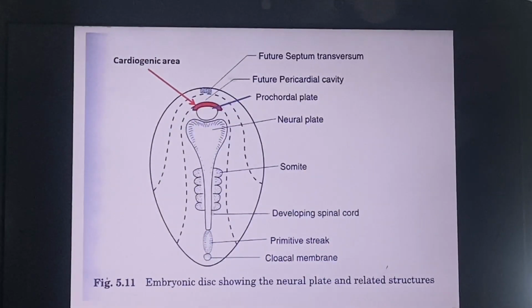Now this is the area. You can see this is the cardiogenic area. This is the future septum transversum. This is the future pericardial cavity. This is the procaudal plate, and this is the area from where the heart tubes develop.